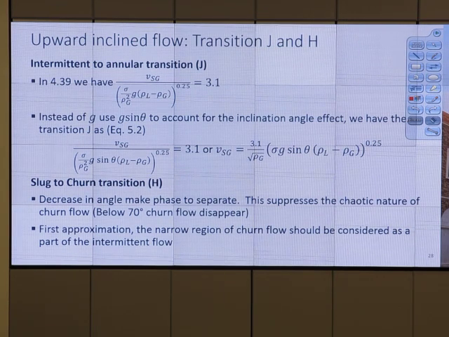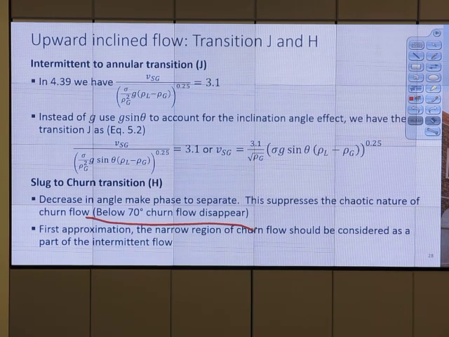Okay, churn flow. Basically they suggest you add g sine theta in it, and it's done. But the one that we talked about earlier is a better version. The book suggests considering the churn flow as a part of intermittent flow. That's the suggestion in the book. It says below 70 degrees churn flow disappears, or even if it appears, they do the pressure drop calculation as if it is slug flow. That's the suggestion in the book.